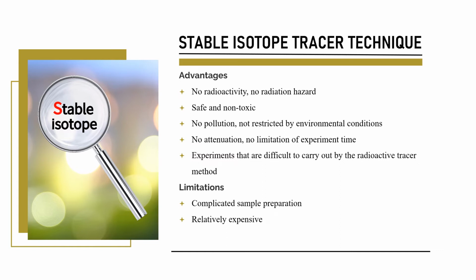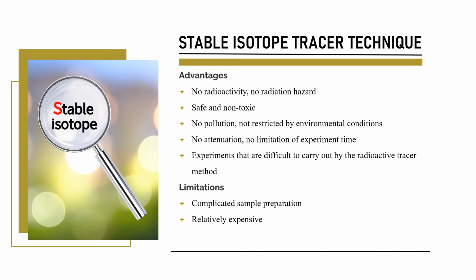Second, it is safe and reliable because stable isotopes, such as carbon-13, nitrogen-15, oxygen-18, etc., are generally not chemically toxic. Third, it does not pollute the environment and its experimental range is not restricted by environmental conditions. Fourth, stable isotope-labeled compounds will not undergo radiation self-decomposition nor decay, thus not limited by time and suitable for long-time tracing.